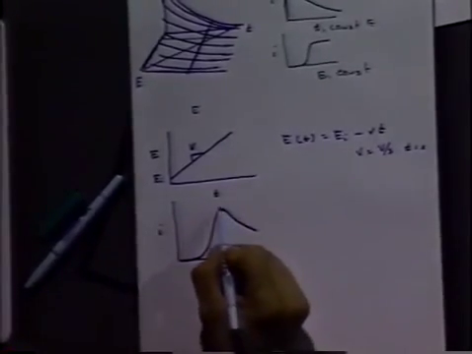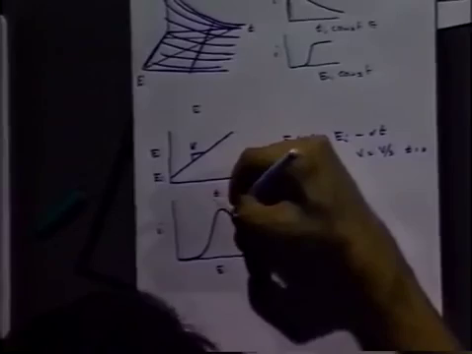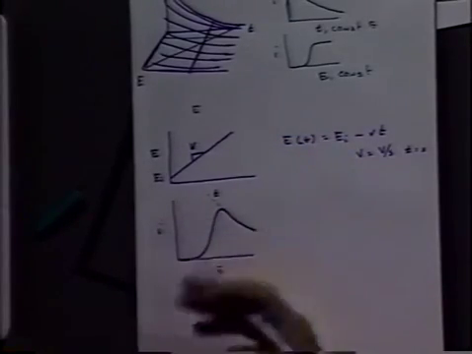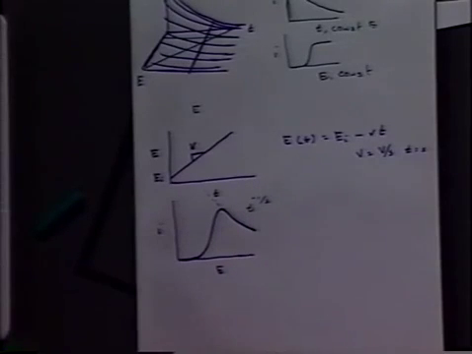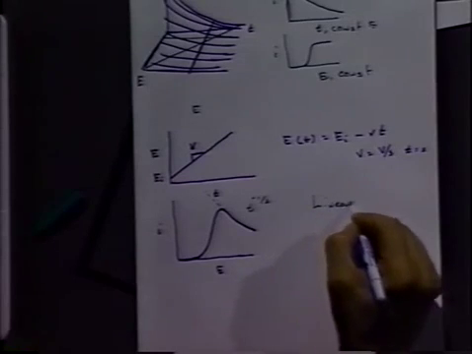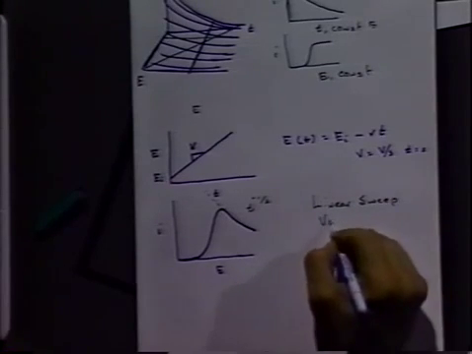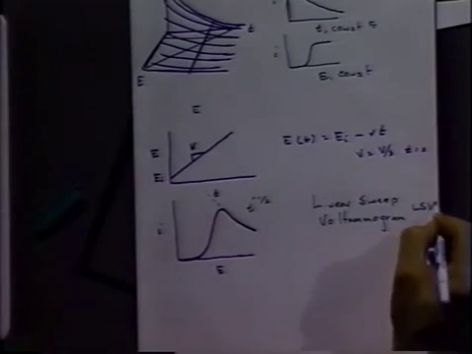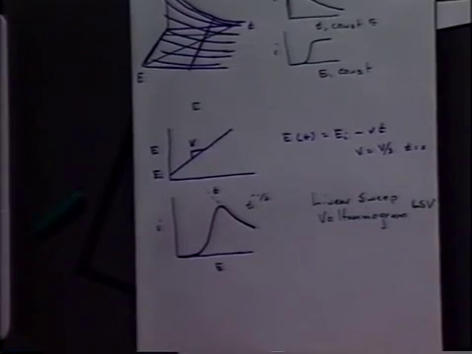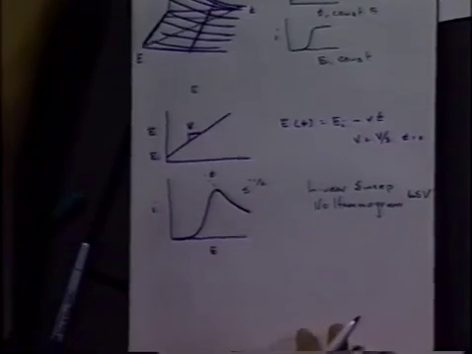And then, just like in the Cottrell case, as we go here, the concentration at the electrode interface is 0, so we get a t to the minus 1/2 decay for our linear sweep voltammogram. Otherwise known as the LSV. And again, this is the reversible case. It looked slightly differently for other types of kinetics.